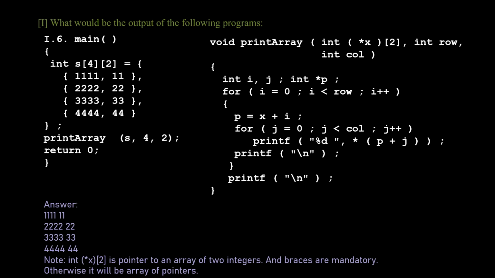Let us see the output. Yes, it will print the array because it is star of p plus 0 and p plus 1, and then we'll go to the next row and assign the first element of this next row, and then print those row elements. So the point to note here is that the braces around asterisk x is important to assign an array pointer. If braces are not there, it will be an array of pointers.